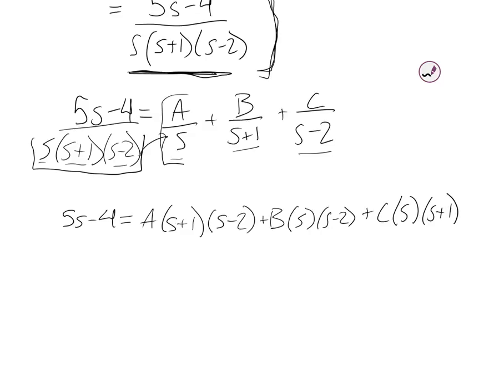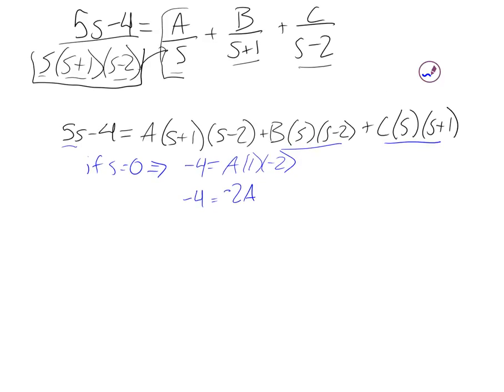Then I said, if s equals 0, then this term will be 0 and this term will be 0, so we'll be left with negative 4 equal to A times 1 times negative 2. So negative 4 equals negative 2A, and if we divide negative 4 by negative 2, we get 2 equals A. So that's our A term.